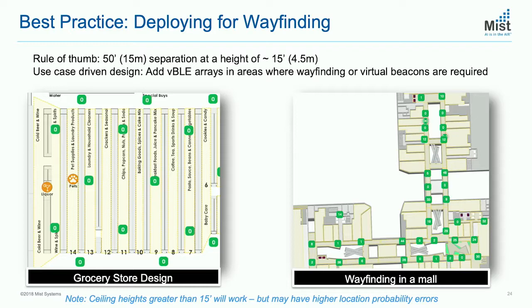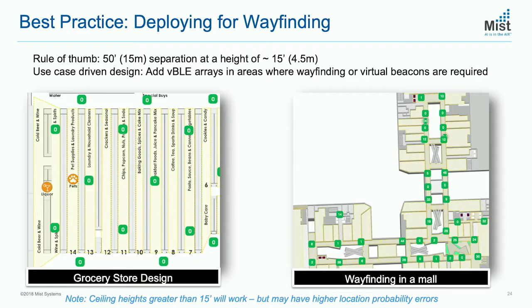So here are 2 examples. One is a grocery store where the APs were deployed in every other aisle, and then also at the end of the aisle. So the customer wanted to be able to locate customers within the aisle, so aisle level accuracy. And so imagine our rubber band, we're staying within that rule. Second use case is in a mall.